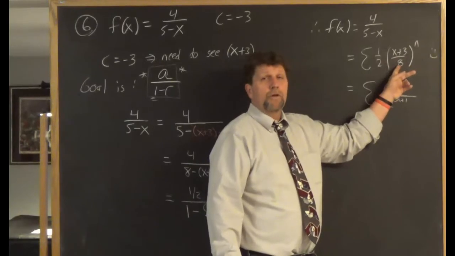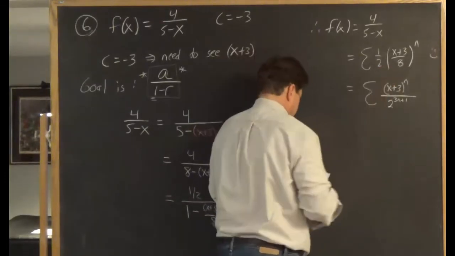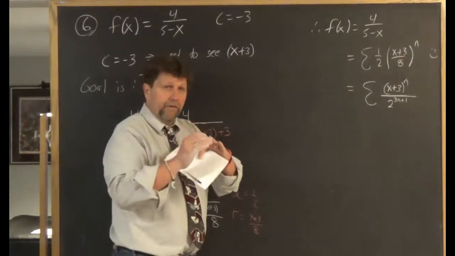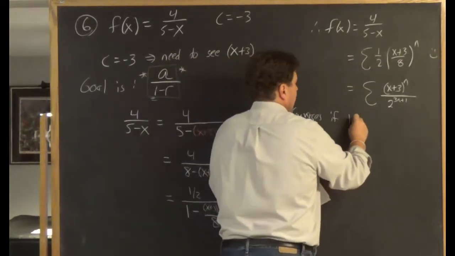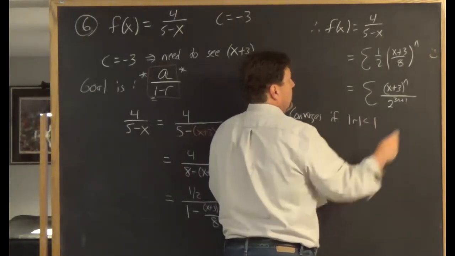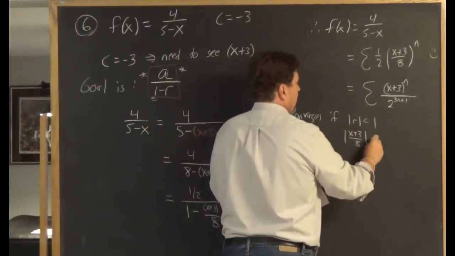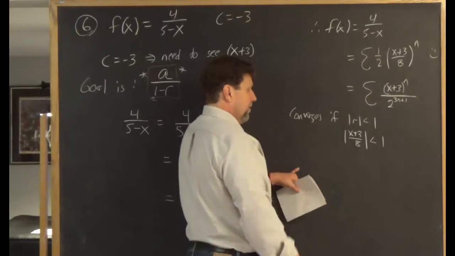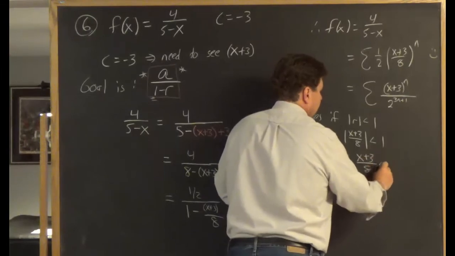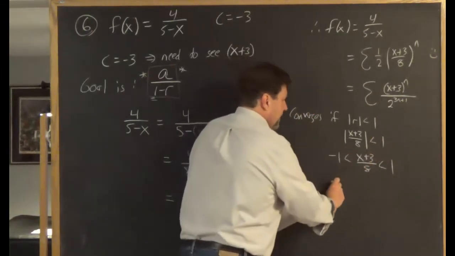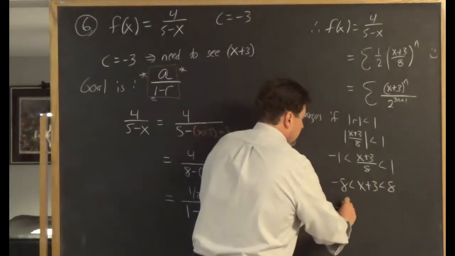2 times 2 to the 3n is 2 to the 3n plus 1. Like I said, I'm happy with this. And let's get the interval of convergence. We know it converges if the absolute value of r is less than 1. Well, since r is x plus 3 over 8, the absolute value of x plus 3 over 8 is less than 1. So negative 1 is less than x plus 3 over 8 is less than 1. Multiply everything by 8. Subtract 3.